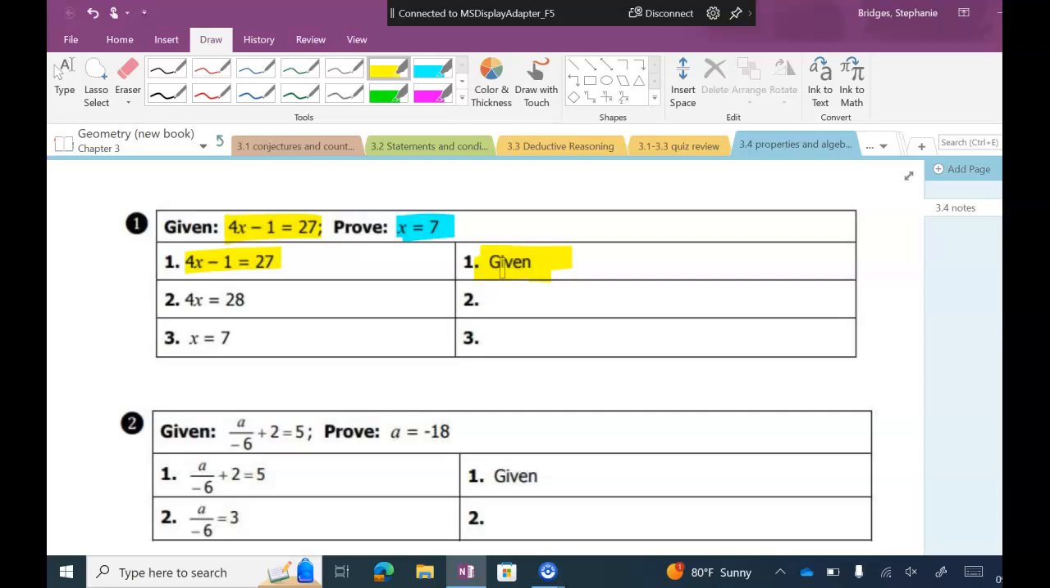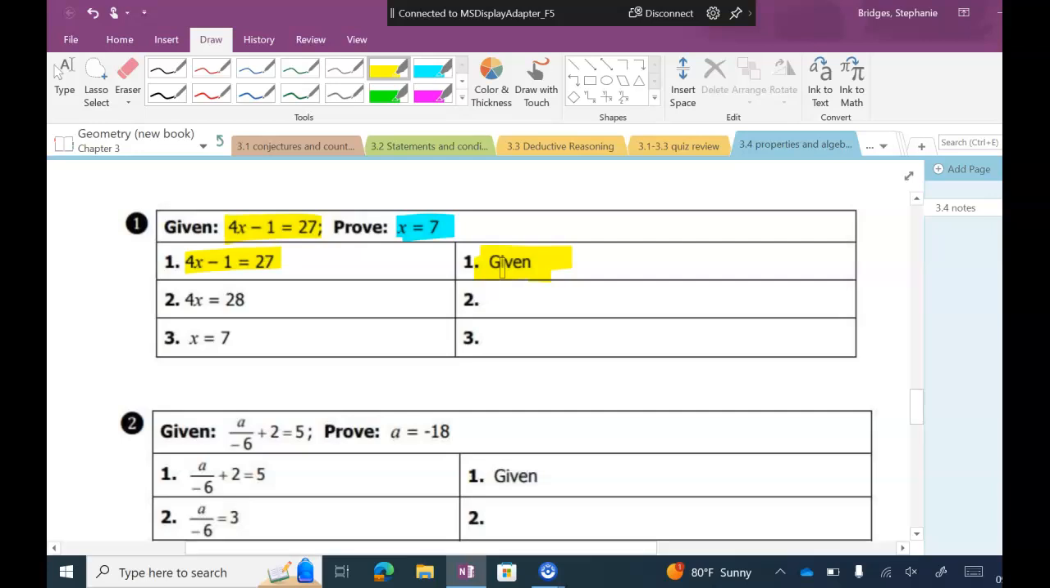What we're trying to prove is that x is equal to 7. Okay, so let's think about this. If I am solving this equation, 4x minus 1 equals 27, what would you tell me to do first? Add 1. Okay. And when I add 1, the result is going to be 4x equals 28. Isn't that what my second step says, is that 4x is equal to 28?